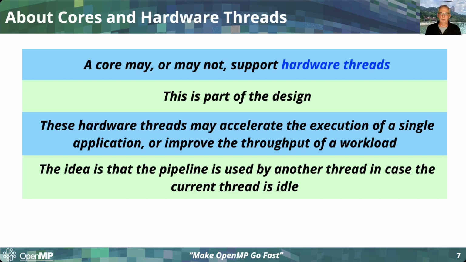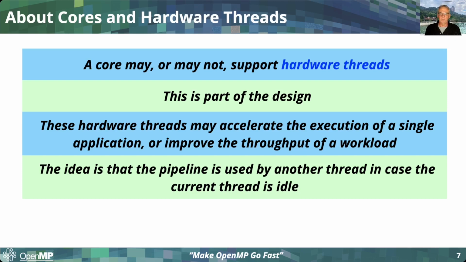Cores are the computational engines in your system. Even laptops have multiple cores these days, and they do all the crunching for you. And as an acceleration technique, that core could support multiple hardware threads. That's part of the design. Some have it, some don't. These hardware threads are acceleration engines. They accelerate the execution of a single application or a whole workload. The hardware doesn't know, doesn't care, but it's an acceleration.